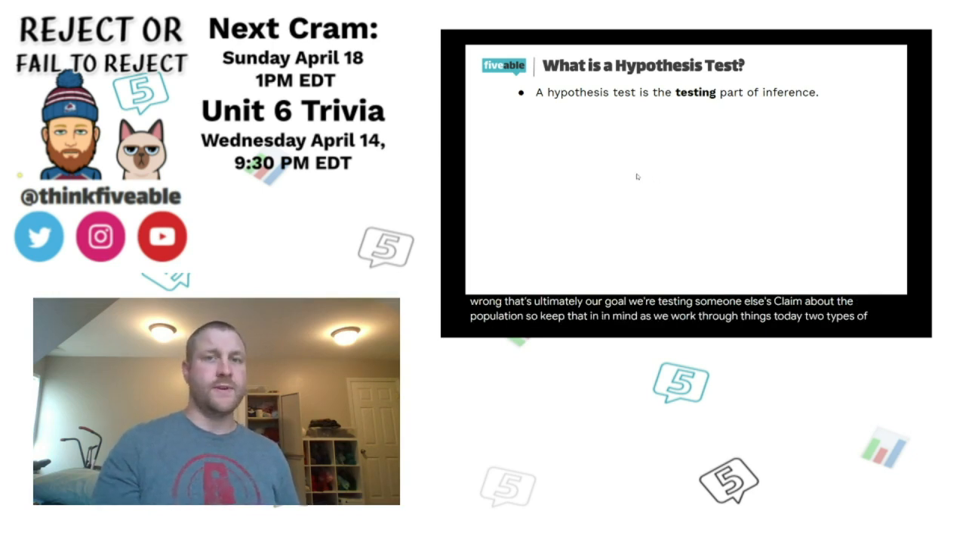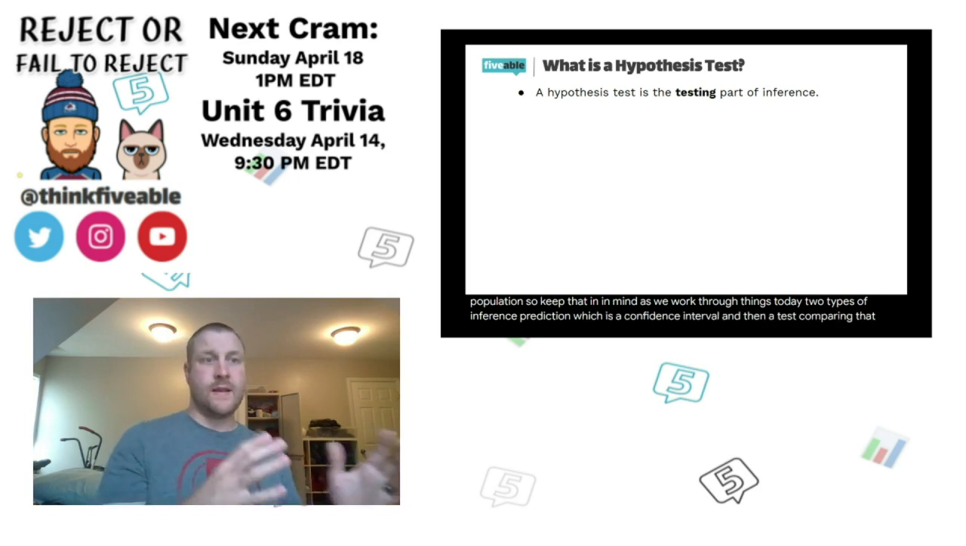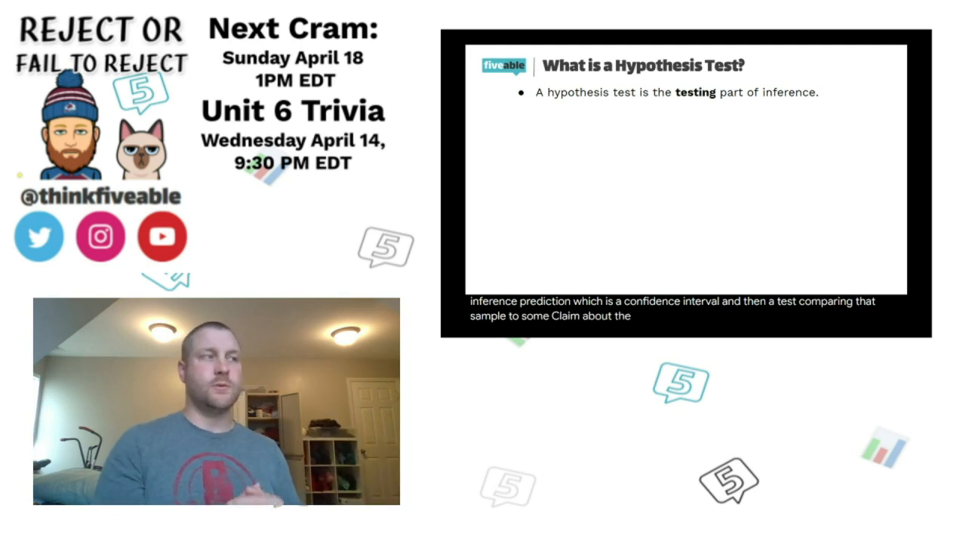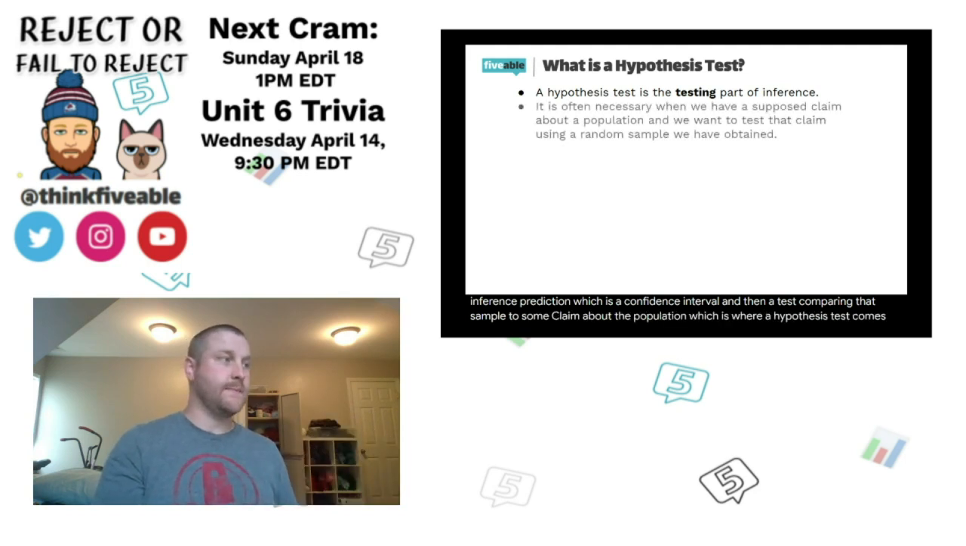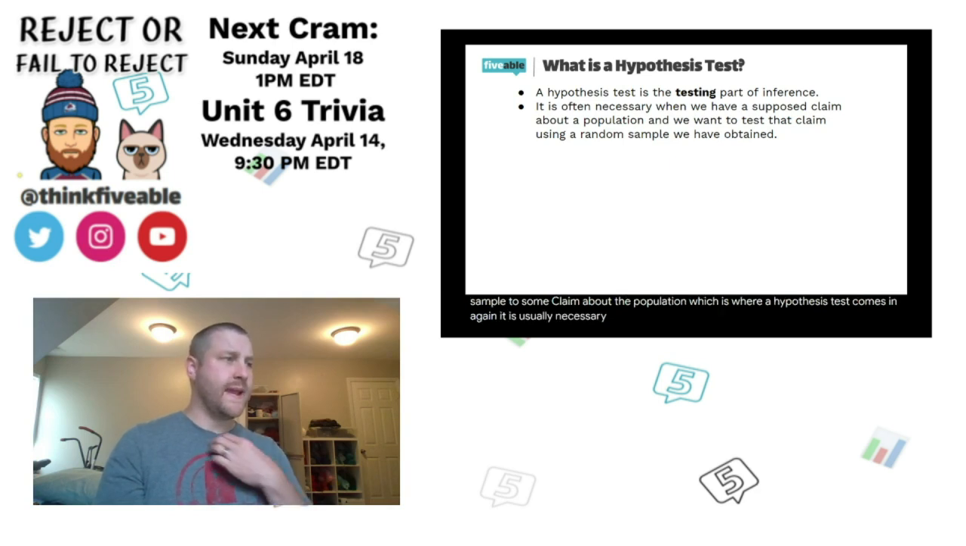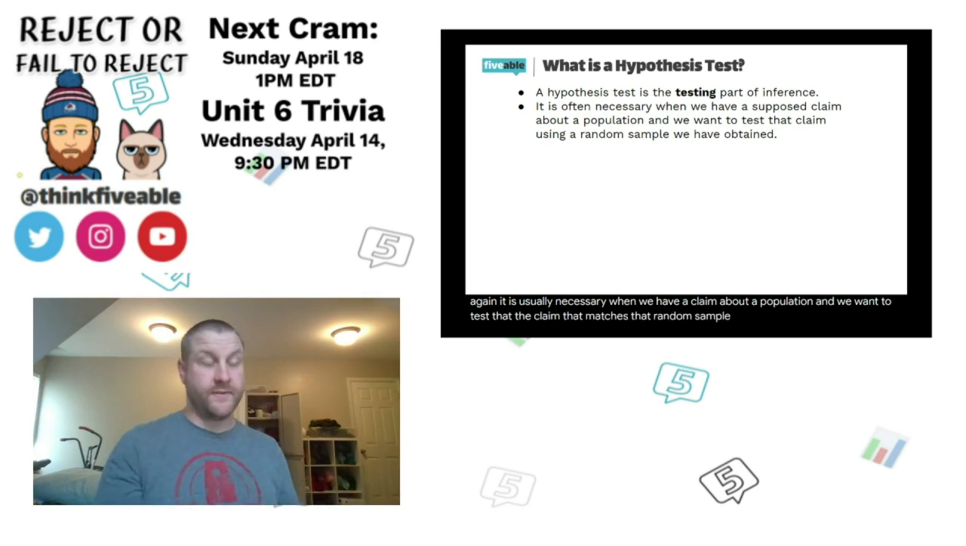Two types of inference: prediction, which is a confidence interval, and then a test comparing that sample to some claim about the population, which is where a hypothesis test comes in. Again, it is usually necessary when we have a claim about a population and we want to test that the claim matches that random sample that we've collected.